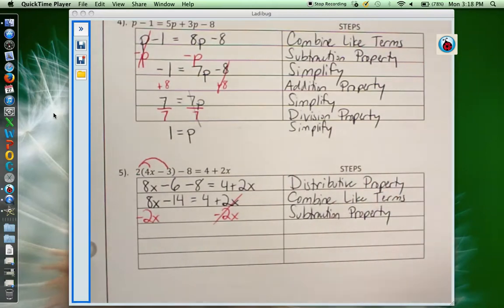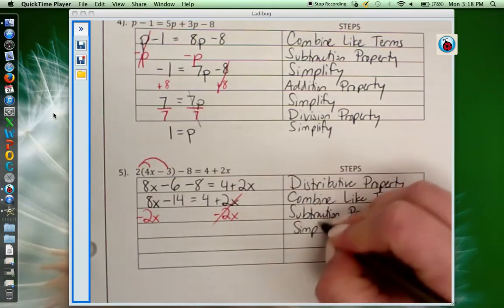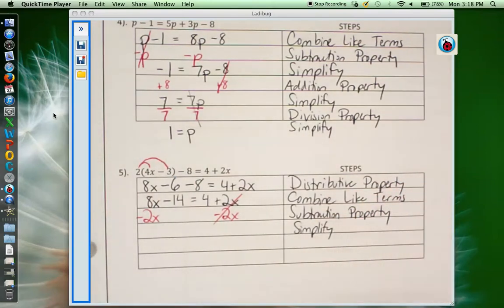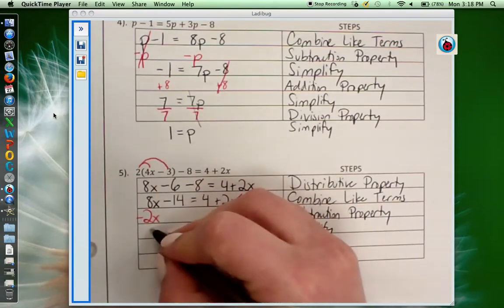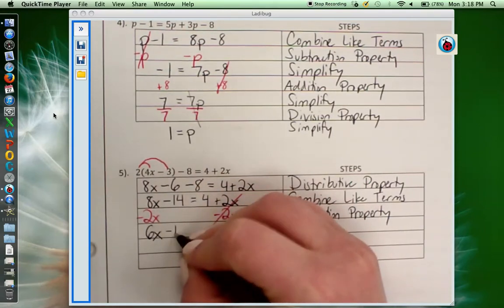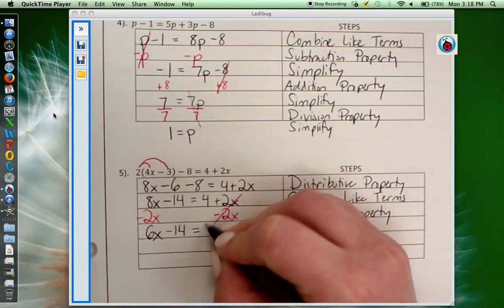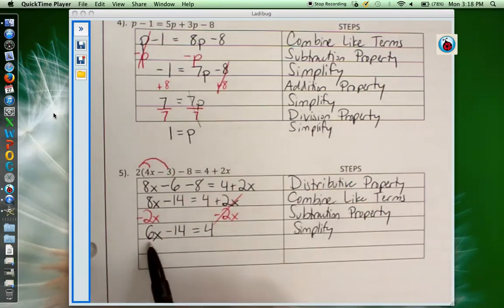And let's simplify here. So 8x minus 2x is 6x. We still have minus 14, and we still have equals 4. Now I have a two-step equation. I have 6 times x. I'll have to deal with that 6. I'll also have to take a step to deal with the minus 14.